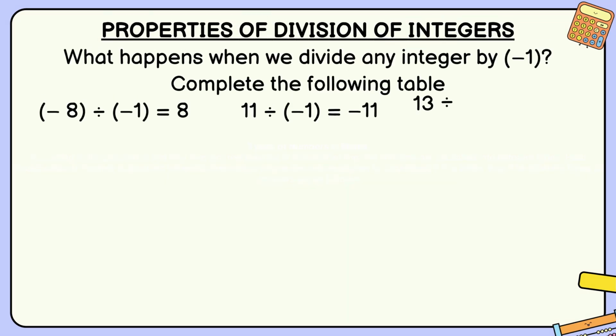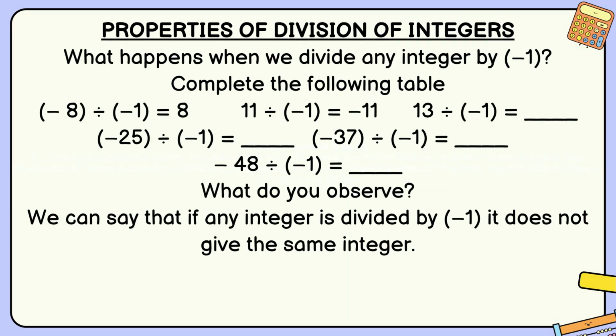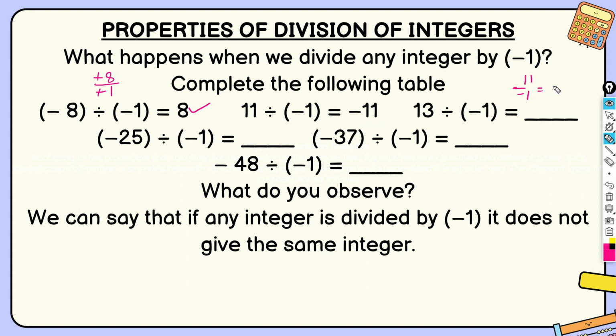So what happens when we divide any integer by minus 1? Here minus 8 by minus 1, the result is 8. 11 by minus 1 becomes minus 11 by 1 also, which is equal to minus 11. So this is minus 11. 13 by minus 1 becomes minus 13.